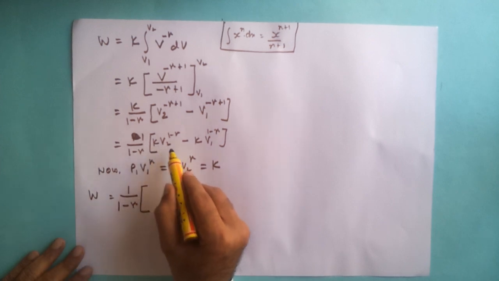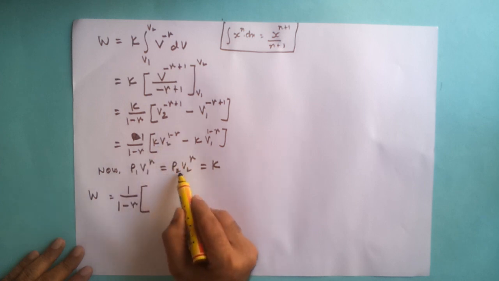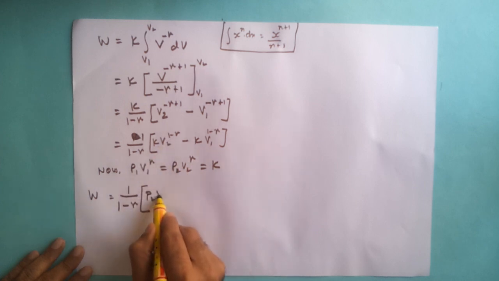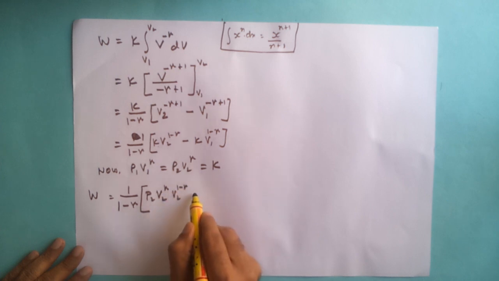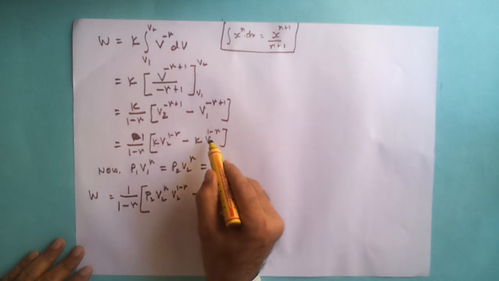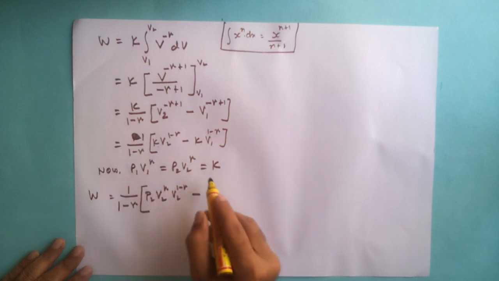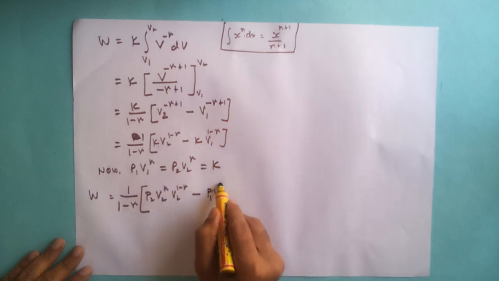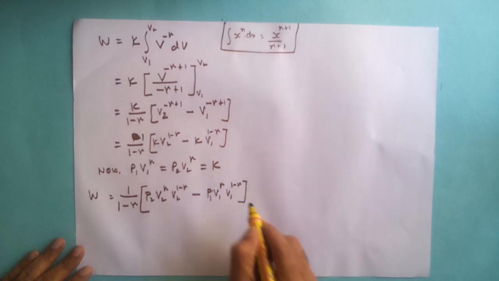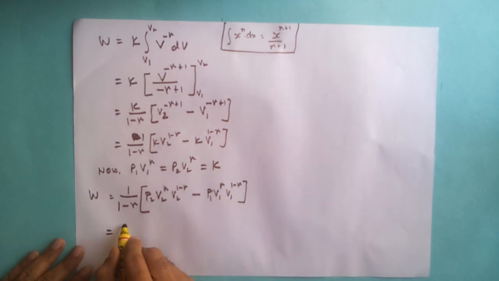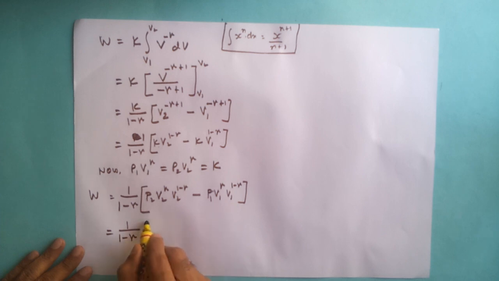For K, since we have V2 over here, I'll take the term P2 V2 raised to gamma into V2 raised to 1 minus gamma, minus, for K, since you have V1 over here, I'll take P1 V1 raised to gamma into V1 raised to 1 minus gamma.